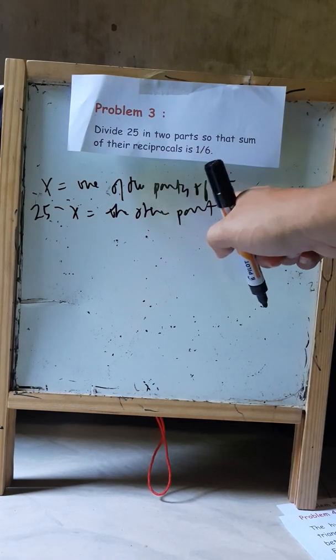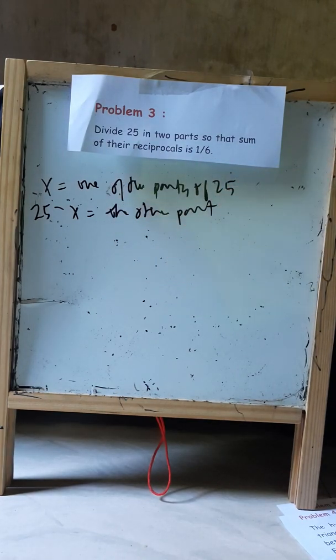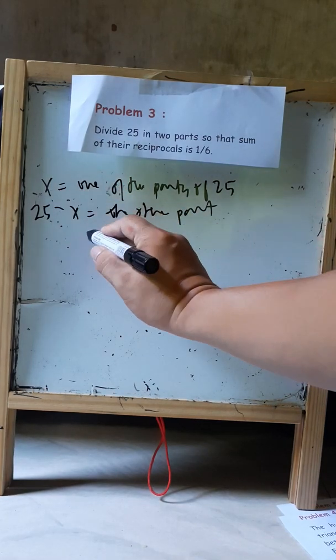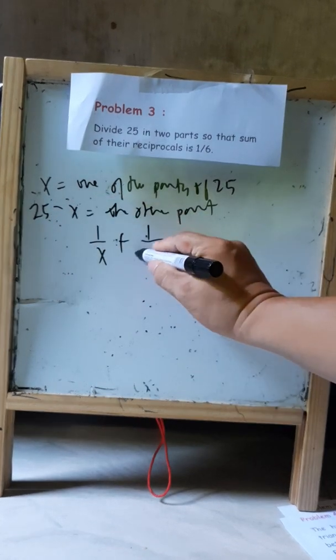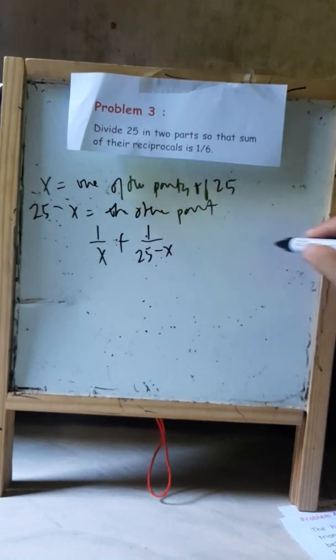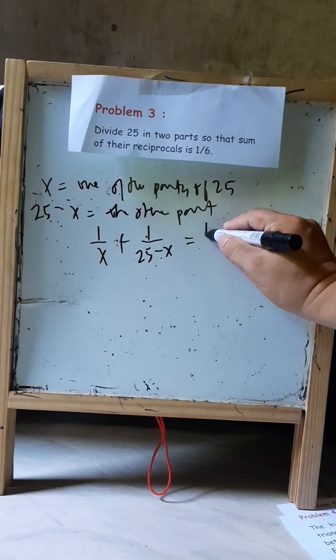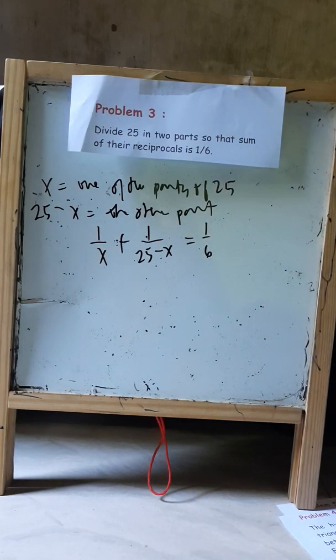x, one of the parts of 25; 25 minus x, the other part. And the sum of the reciprocals is 1/6. So what is now the sum? What is the reciprocal of x? 1/x. And what is the reciprocal of 25 minus x? We have 1/(25 minus x). And their sum is 1/6. So this will be our equation to solve problem number 3.